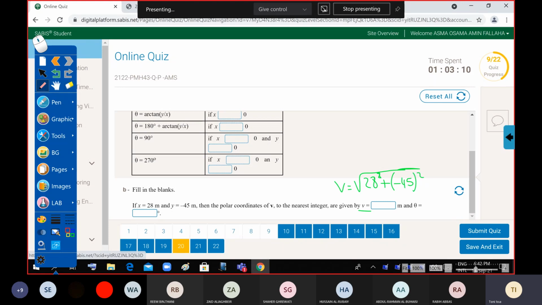And how can I find theta? I can see y is negative, but I don't care. I care about when x is negative. So directly, to find theta, it will be tangent minus 1 of negative 45 over 28. Of course, I care to put the minus in the equation because y is minus 45, over 28, and you will get angle theta.